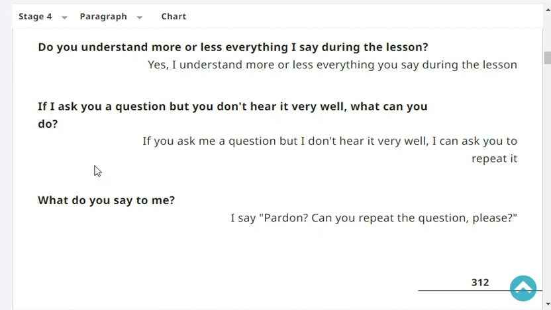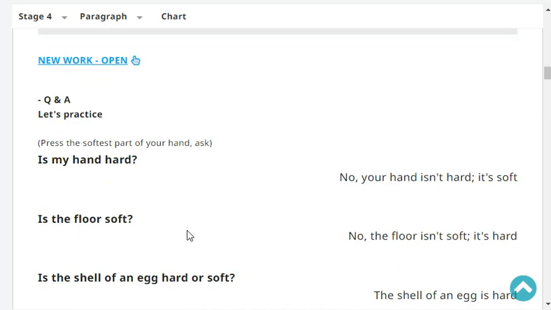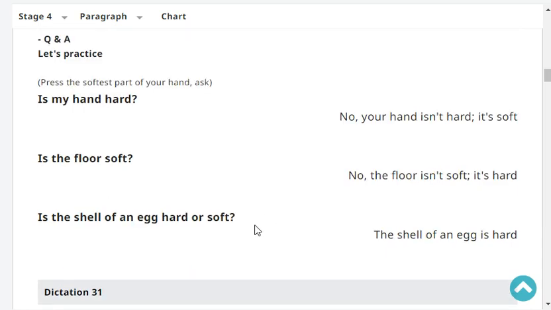Very good. Okay, next. Is my hand hard? No, your hand isn't hard. It's soft. Is the floor soft? No, the floor isn't soft. It's hard. Is the shell of an egg hard or soft? The shell of an egg is hard.